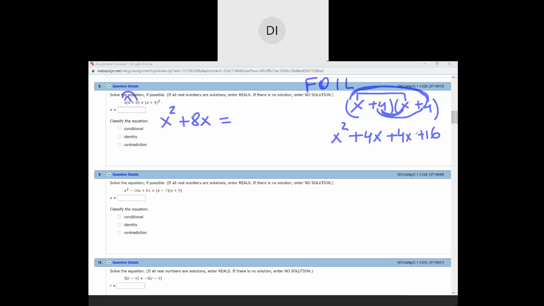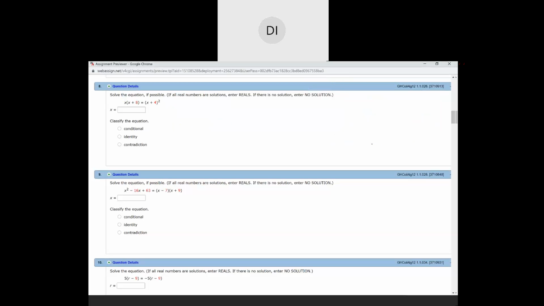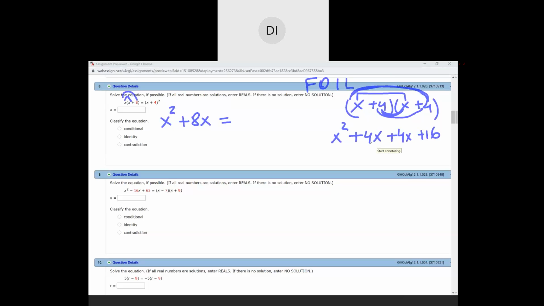And then from here we can combine 4x plus 4x, which is 8x. So when I multiply x plus 4 by x plus 4, I'm going to write it here: x squared plus 8x plus 16, right? So this is how my equation looks after I do the parentheses.